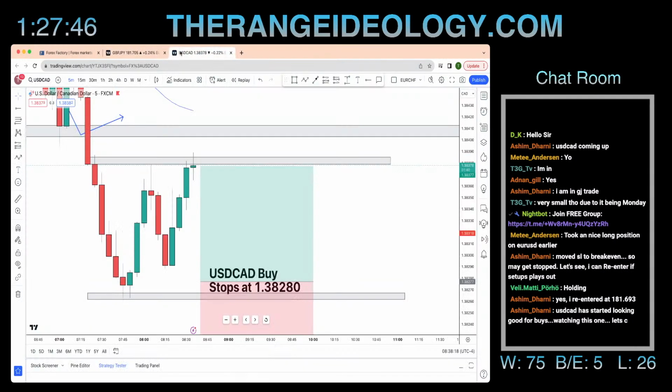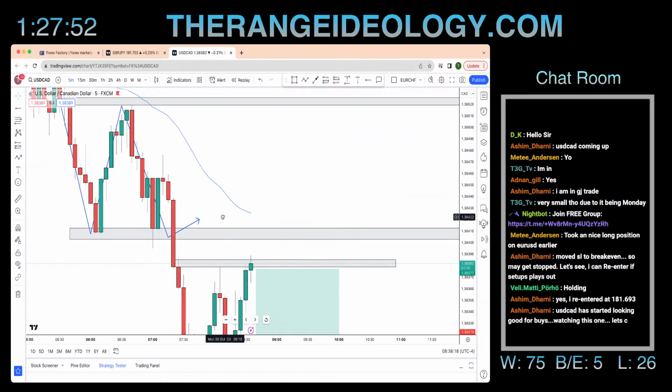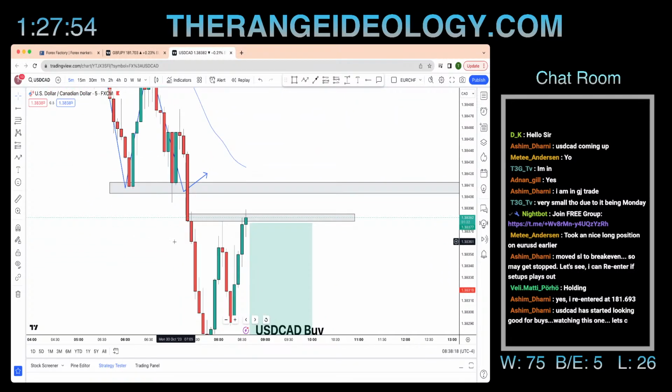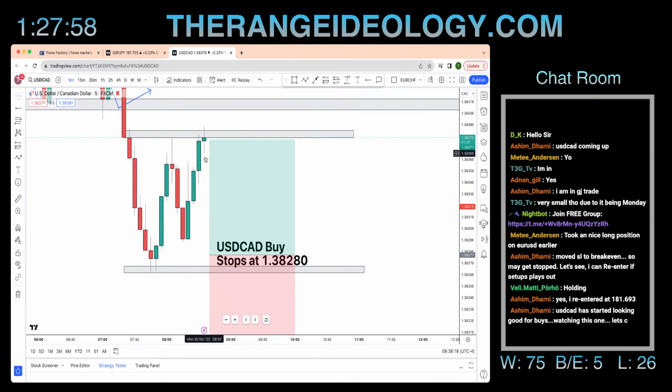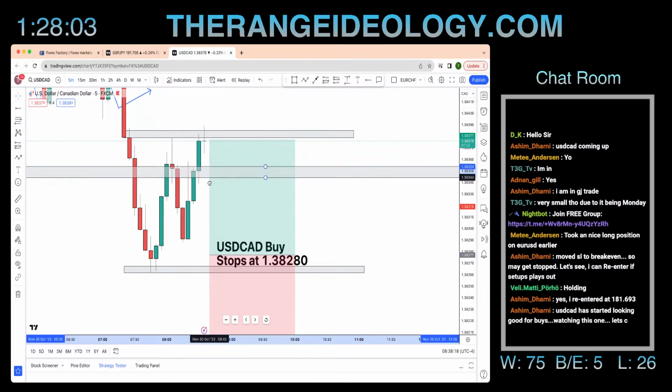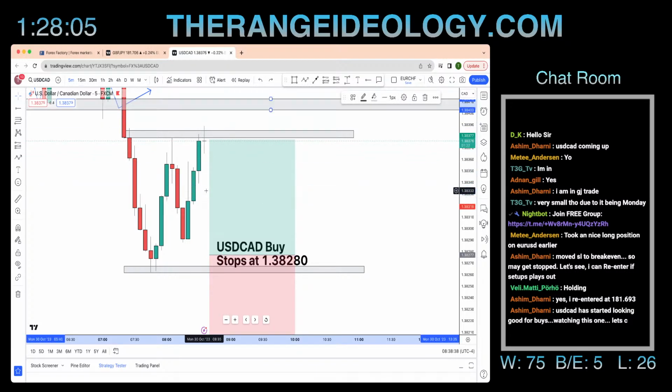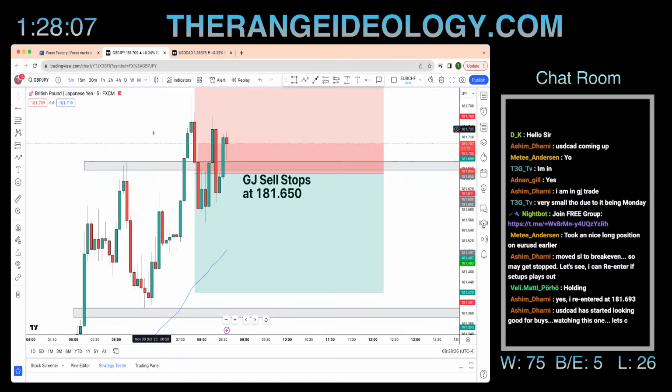Let's see. USD CAD has started to look good for buys. Watching this one. Yeah, it's a possibility. Unless it sucks itself back in this range and continues down before moving back up and then fulfilling the larger range in play as well.